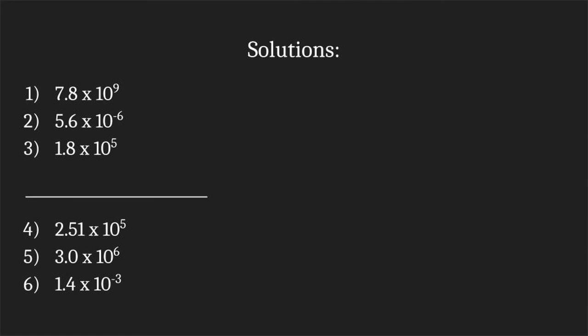The solutions are as follows, rounded to the correct amount of significant figures. Question 1 was 7.8 times 10 to the 9th. Question 2 was 5.6 times 10 to the negative 6th. And question 3 was 1.8 times 10 to the 5th. Question 4 was 2.51 times 10 to the 5th. Question 5 was 3.0 times 10 to the 6th. And question 6 was 1.4 times 10 to the negative third.